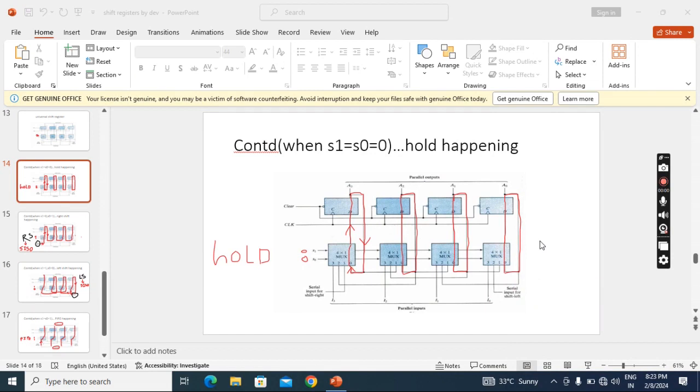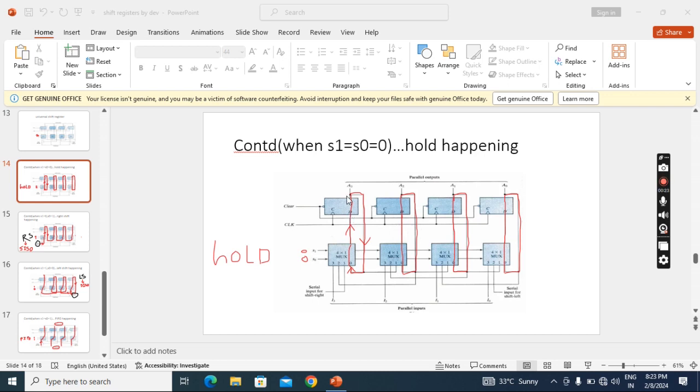First we'll see hold. Why do we call it hold? Now I applied my selects, both 0 0. Binary 00 means decimal 0. So the decimal 0 data input of the multiplexer will be selected and go to the output. That output is going to the D flip-flop.